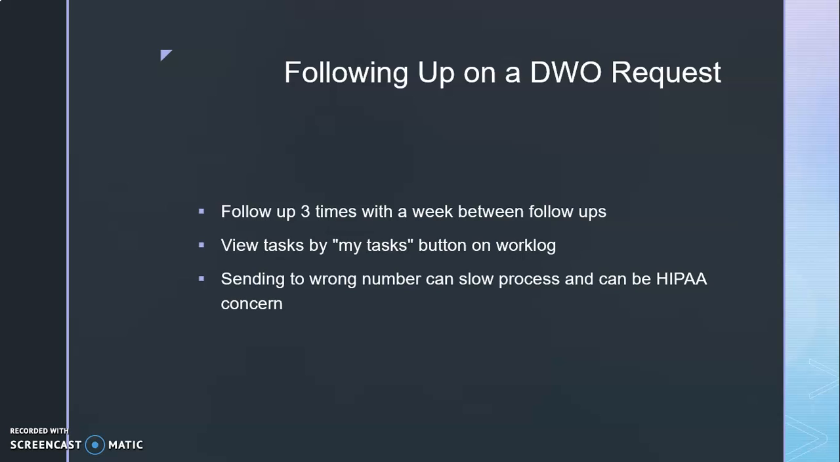Following up on a DWO. It is expected that DWO request tasks are followed up with 3 times with a week between each time. You can view the task assigned to you by using the My Task button in your work log. It is important to minimize the likelihood of sending a DWO request to the wrong fax number, as it can slow down the process of obtaining a DWO. Additionally, sending the wrong provider the DWO can be a concern for HIPAA compliance.